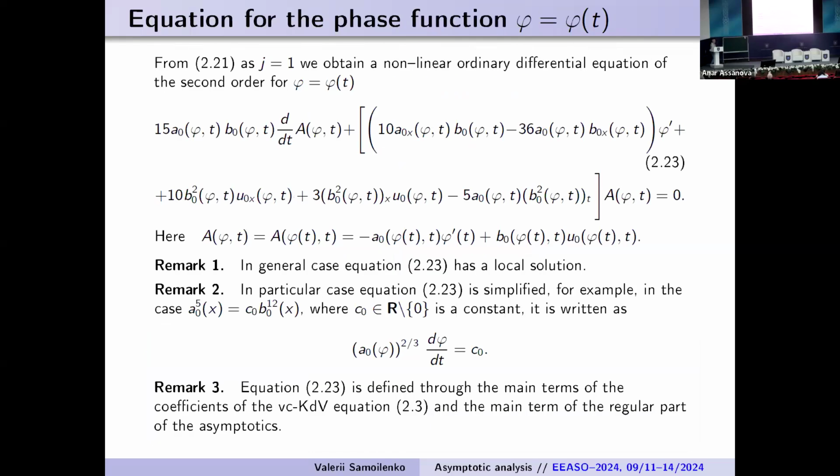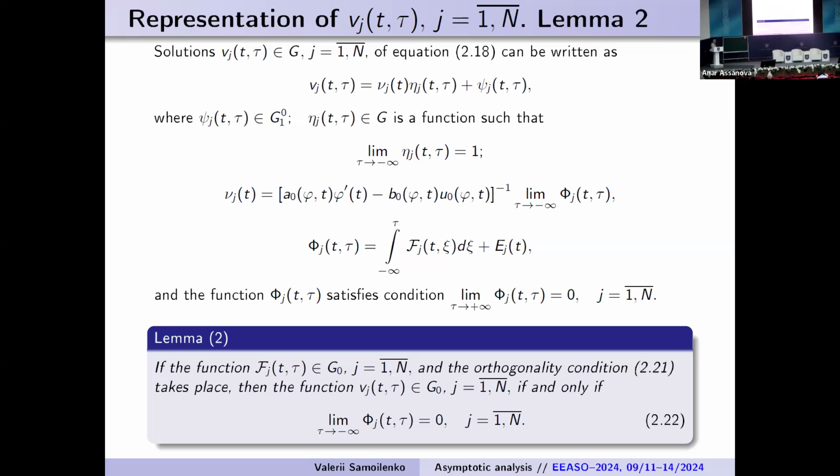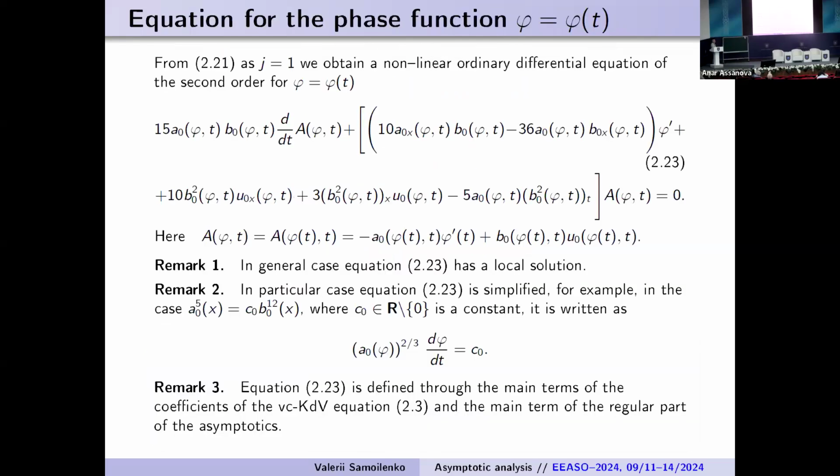So when we applied the orthogonality condition, we deduce the equation for the phase function, equation number 23. As you can see, it is a complicated equation. It is a nonlinear equation. In the general case, this equation may be very tedious, but in a particular case, for example, in remark 2, when there is some special relation between the main terms of the asymptotic expansion for the coefficients, this equation for the phase function is simplified. And this relation will be used for construction of a particular example for demonstration of these techniques.